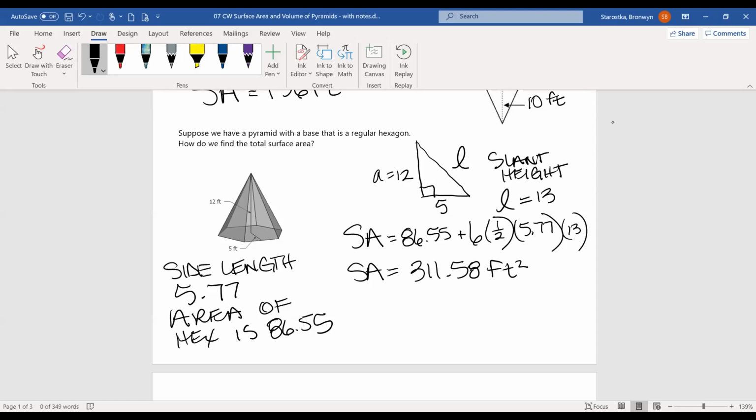We'll practice more with those, but basically it's the area of the base plus the area of all the triangles.